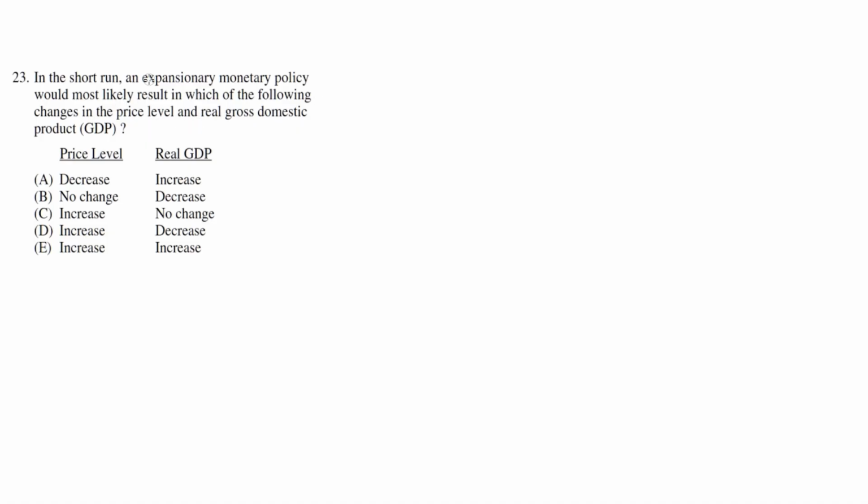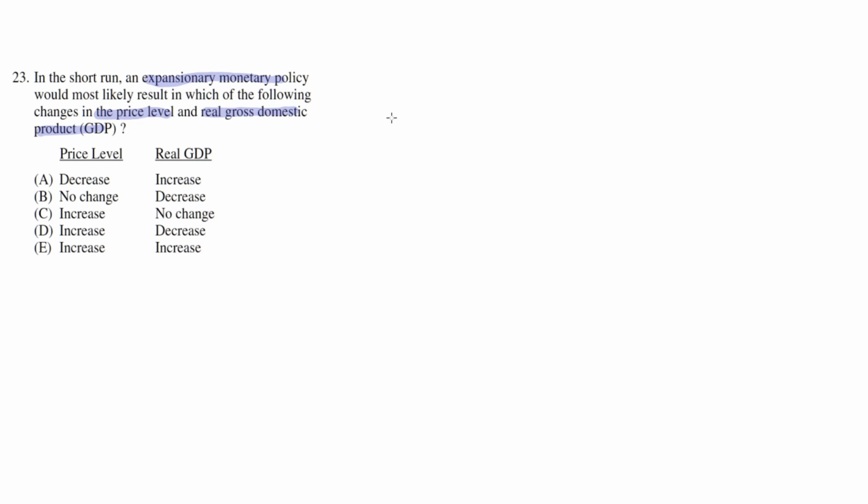In the short run, an expansionary monetary policy would most likely result in which of the following changes in the price level and real gross domestic product? So in this question, we're told that in the short run, there is an expansionary monetary policy, and we're asked to find what the following changes would be in the price level and real gross domestic product.